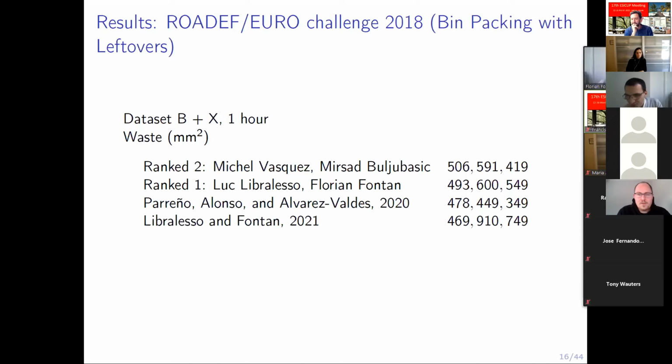We also fixed a few elements of our algorithm after the challenge. So in our published version, we have a waste of 469. So in this implementation, it was also a heuristic tree search, but not the same dominance rule, and well, not the same symmetry breaking strategy, and not the same search strategy. Now, with the scheme that I've presented here, we have a waste of 402. So it's a very significant improvement compared to the previous results.